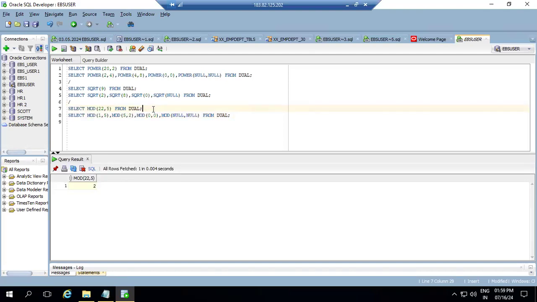You'll be having a doubt, right? Previously I showed the example like 10, 5 over here. The remainder is 0. So when it is exactly matching, it is 0. Now I'm giving 22, 5 over here. 22 is the value, 5 is the divisor. So what happens? How many are remaining? It is 2 over here.